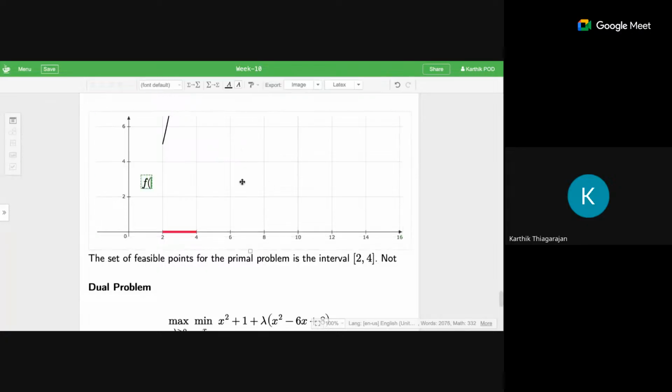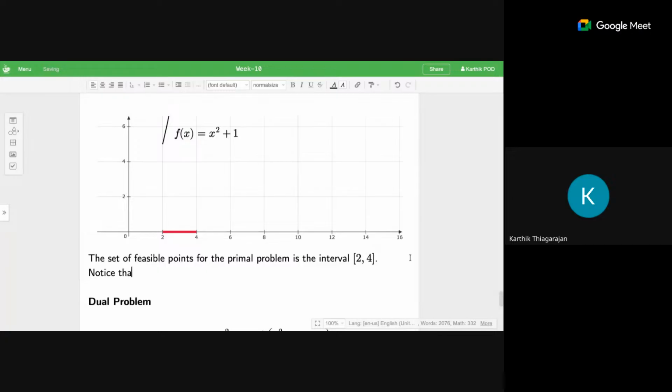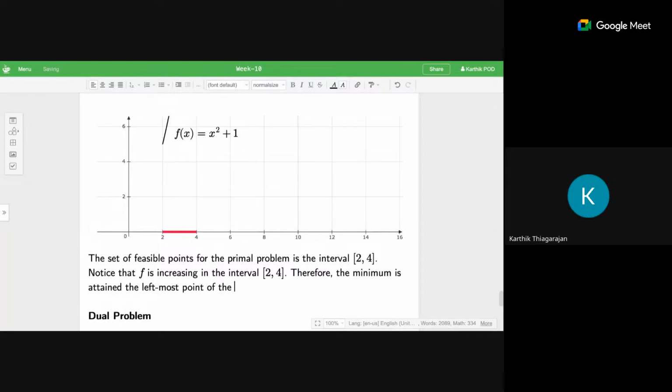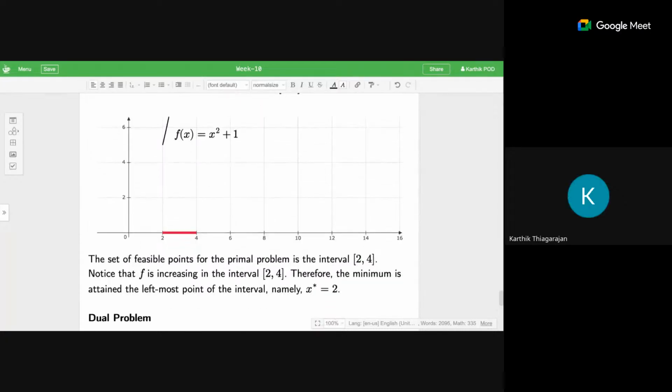So this is f of x equal to x square plus 1. This is f. Okay. So notice that f is increasing in the interval 2 to 4, the feasible interval. Therefore, the minimum is attained at the leftmost point of the interval. So this is strong duality, right? Yeah, this is strong duality, exactly. That's what I am coming to.